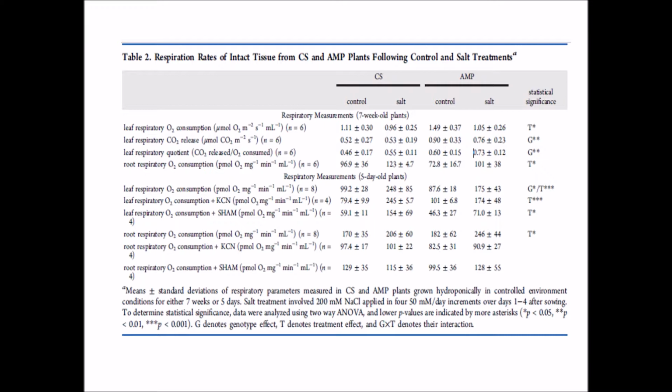In 5-day-old plants, both genotypes exhibited an increase of respiratory O2 consumption under salinity treatment compared to control. Interestingly, CS increased this parameter to a greater extent than AMP. There was a genotypic difference in salt-induced respiratory increases in CS.